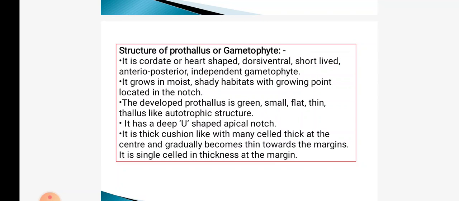It is a thick, cushion-like structure with many cells. These cells are thick at the center and gradually become thin towards the margin. It is single-celled in thickness at the margin. So this is about the prothallus structure.